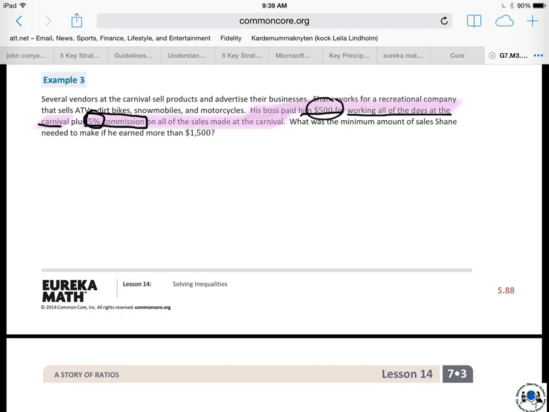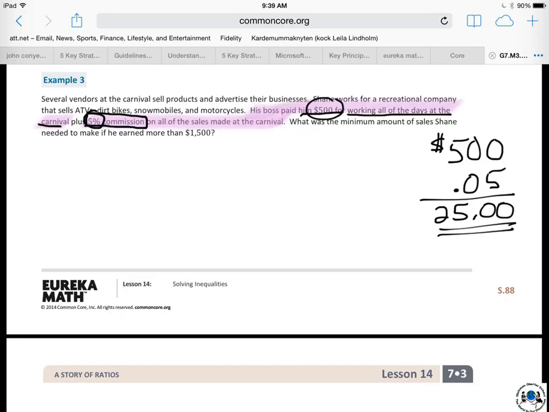So for example, if he sold $500 worth of stuff, 5% of this would be what we call his commission. His boss would pay him that. To multiply by 5%, you'd multiply by 0.05, and you can see that that would be $25. So he would get $25 commission, which would be extra pay for him.